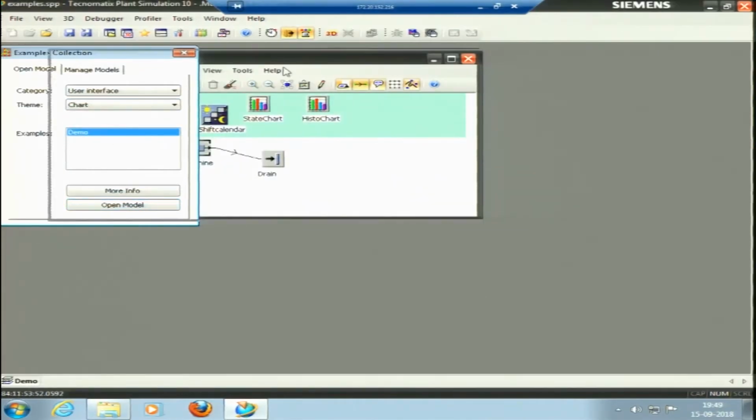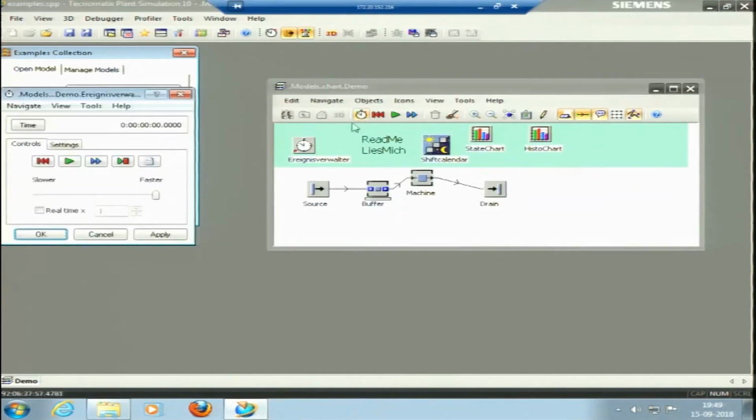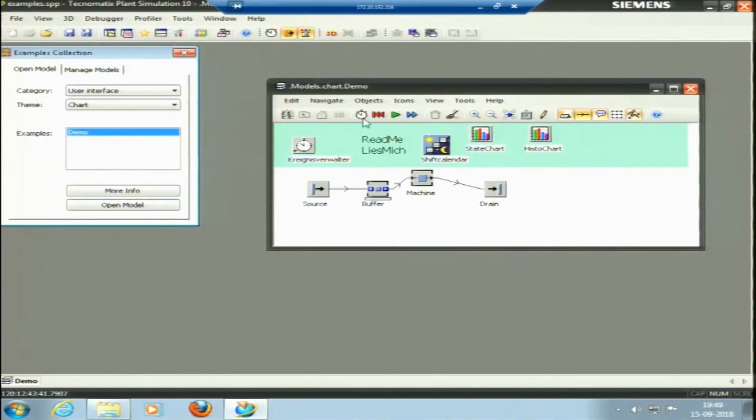So in this model we can see the chart. What is the setting? There is no end time. I will put the end time here, 080000. Apply. Okay, let me try to run this model. So it has run for 1 day.